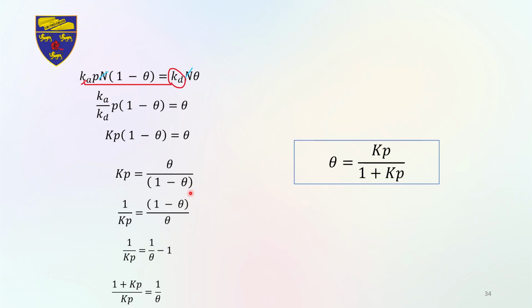After that, we invert the whole expression to become 1 over theta. And then we rearrange these equations, and it turns out to become something like this. After that, we move the minus 1 to the other side. Then we will get 1 over theta equals 1 plus K multiplied by pressure over K multiplied by pressure. And we invert it. We will get theta equals equilibrium constant multiplied by the pressure over 1 plus equilibrium constant multiplied by the pressure. So this is the Langmuir isotherm equation.